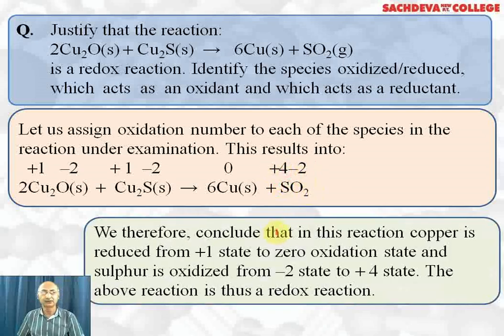Here we can conclude that in this reaction, copper is reduced from +1 state to 0 oxidation state. +1 to 0 is reduction. So Cu2O is getting reduced to copper, and sulfur is getting oxidized from -2 to +4. Because here oxidation and reduction both take place simultaneously, therefore it is a redox reaction.